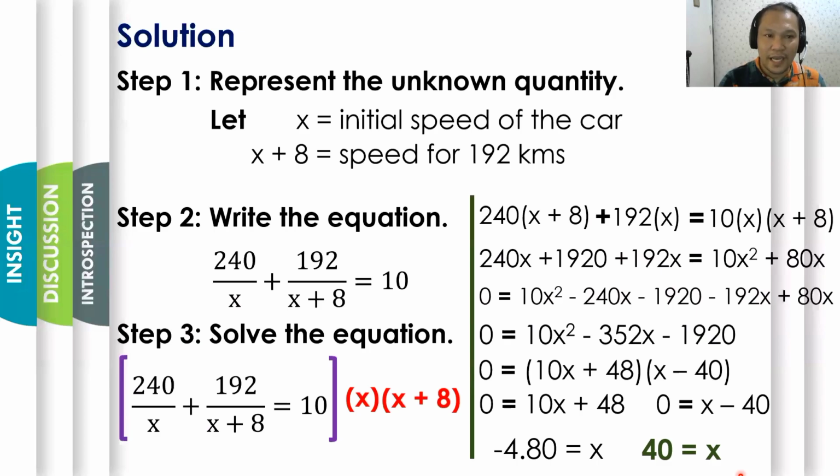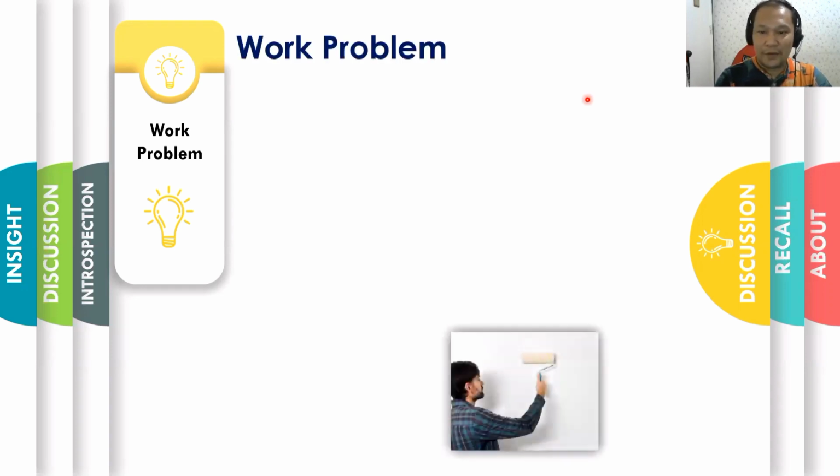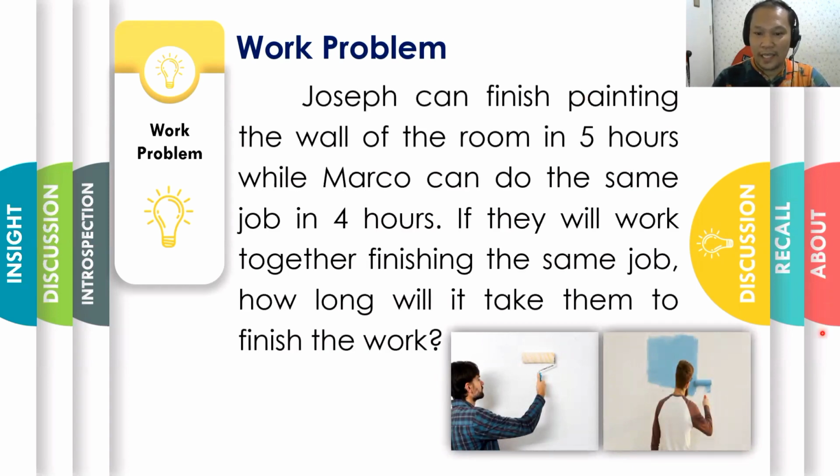Okay. Now, another problem that we are going to deal with as an application of rational function is all about work problem. Now, there are two persons in the name of Joseph and Marco. Joseph can finish painting the wall of the room in 5 hours, while Marco can do the same job in 4 hours. If they are going to work together, finishing the same job, how long will it take them to finish the work?